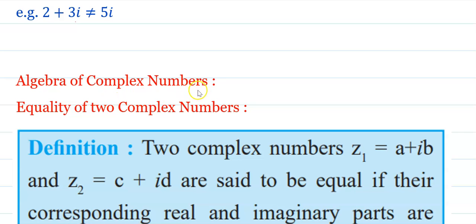What is meant by the algebra of complex numbers? Just as we have learned the algebra of real numbers, meaning addition, subtraction, multiplication and division, similarly here we have the algebra of complex numbers. Equality first, the equality of two complex numbers.